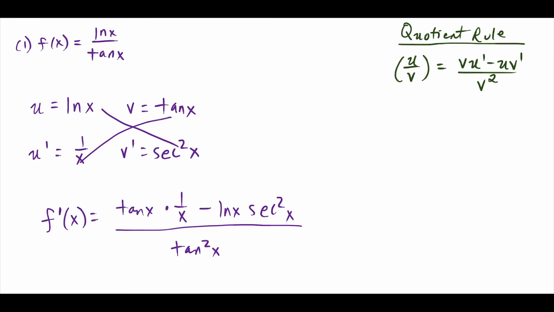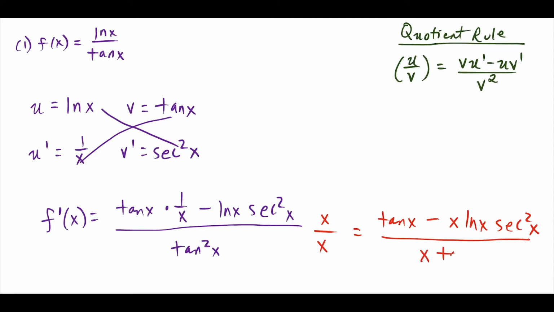Now, the only thing I would do here to simplify this a little bit more is that 1 over x piece is a little bit sloppy. So maybe we would want to multiply by x over x. And that's going to give us tangent x, because multiplying 1 over x by x is going to simplify nicely. And we're going to have minus x times natural log x times secant squared x. And in the denominator here, we're just going to have x times tangent squared x. So this is our derivative for the first example.